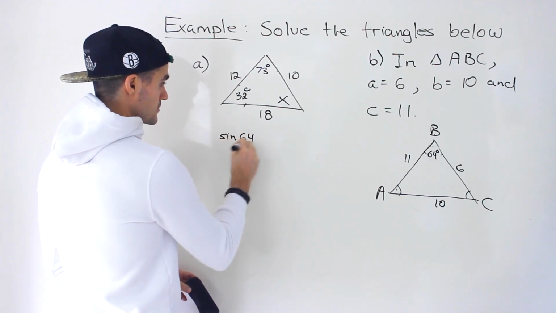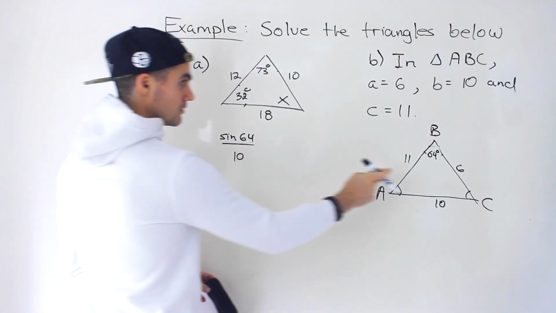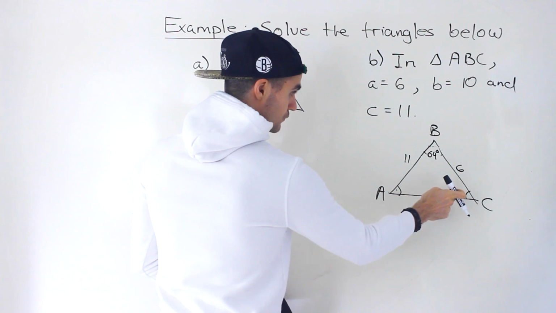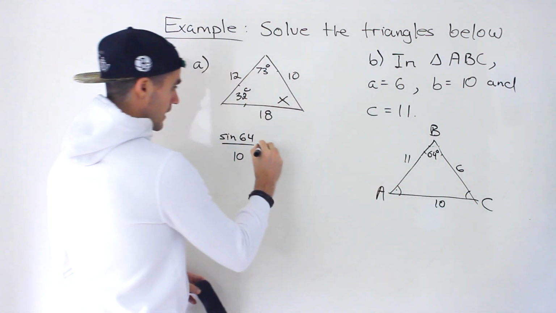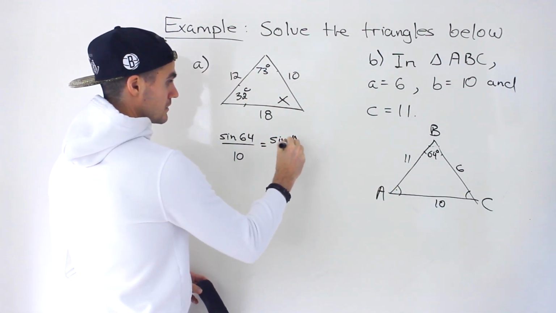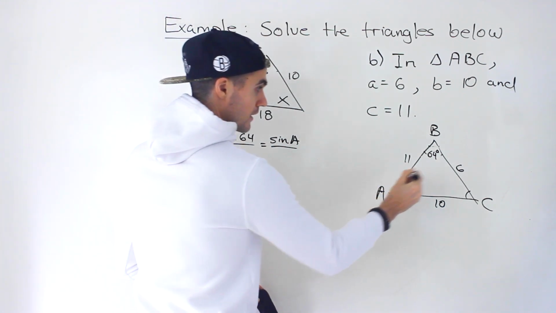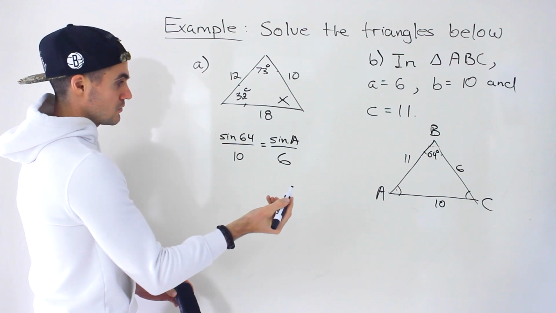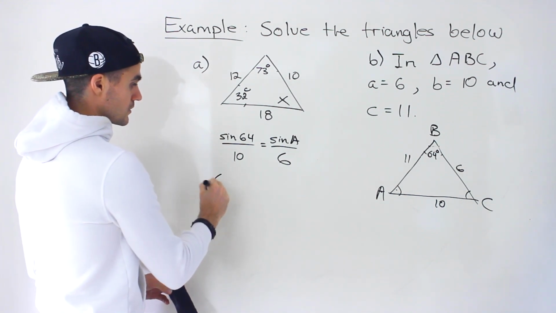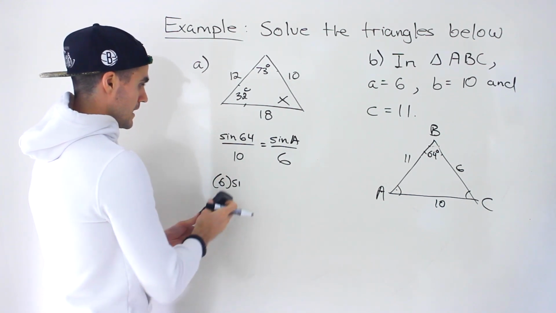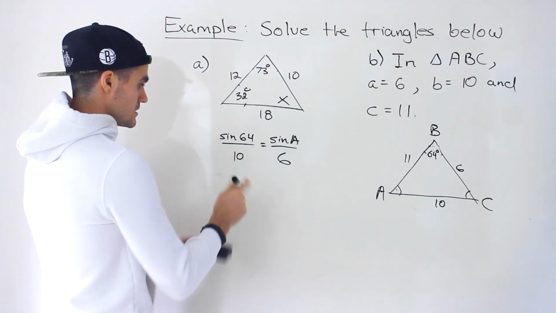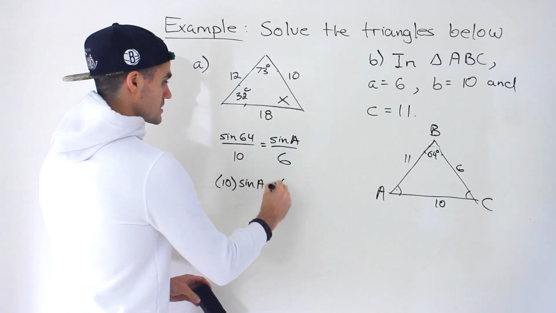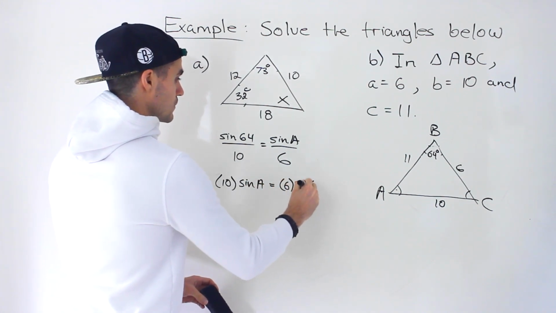And in this case, it is possible because we have an angle and the opposite side. And so we could solve for C or A. Let's solve for angle A. So we'll go sine A over the opposite side of angle A, which is the 6. From here, we basically cross multiply. Let me cross multiply these on the left side. So we'll have 10 times sine A equals 6 times sine of 64.